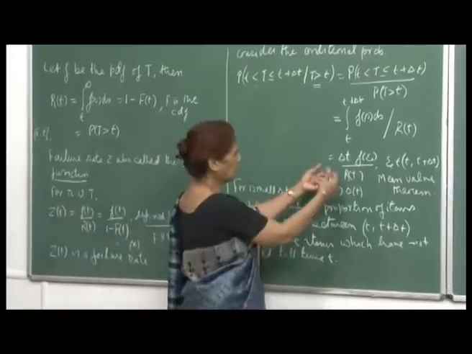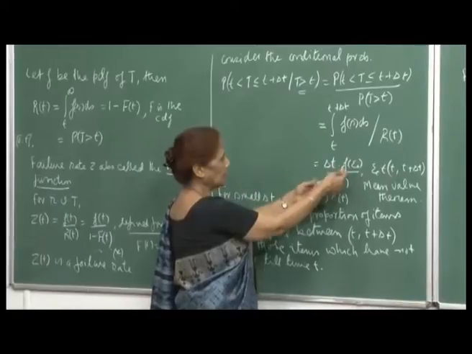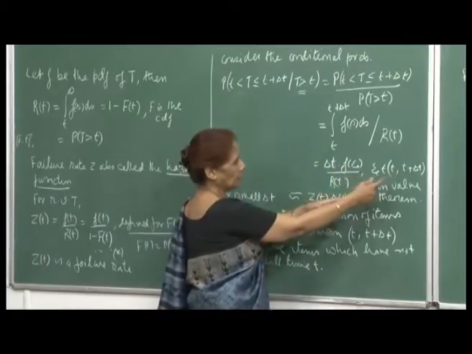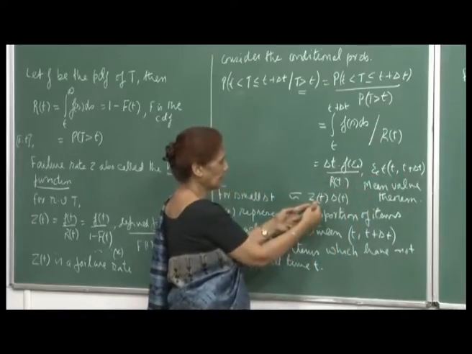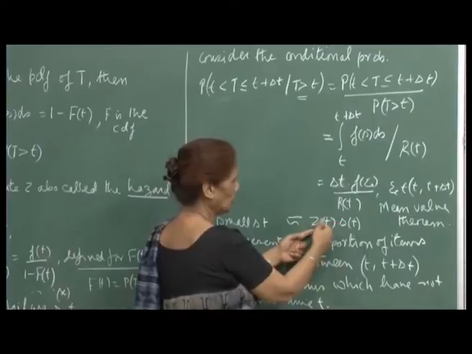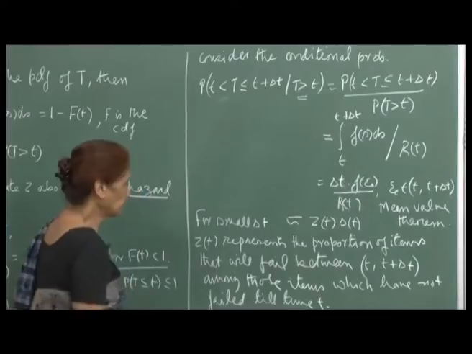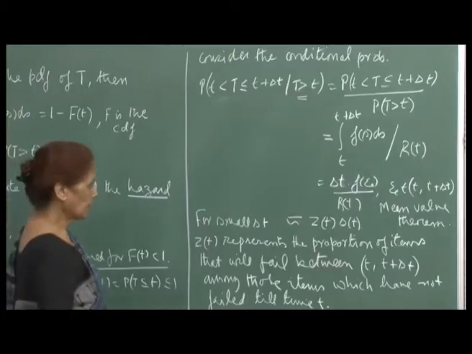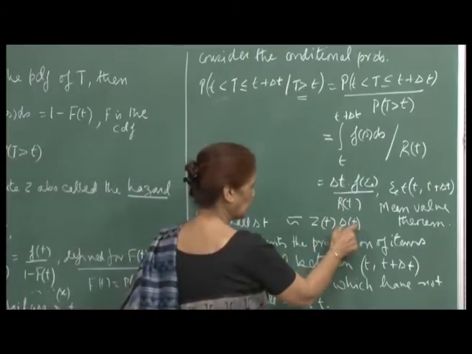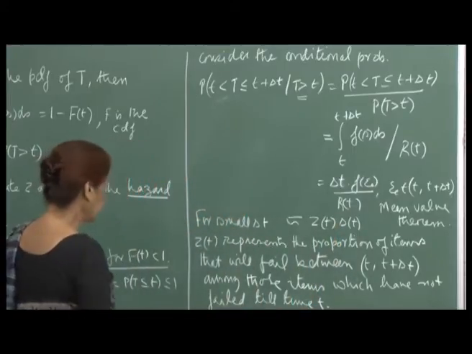Because if delta t is small, then this interval is very small, so I can treat this as the value at t, and therefore this will become f(t). If this interval is small, then psi is close to t, and approximately this is equal to Z(t) times delta t, because Z(t) is f(t)/R(t). Therefore, Z(t) represents the proportion of items that will fail between t and t plus delta t, that means during the time span delta t.